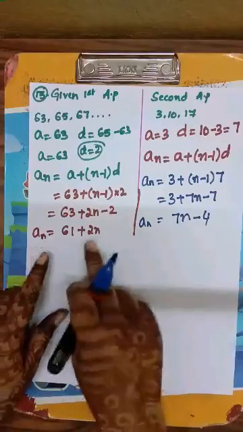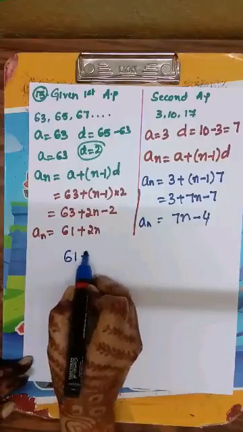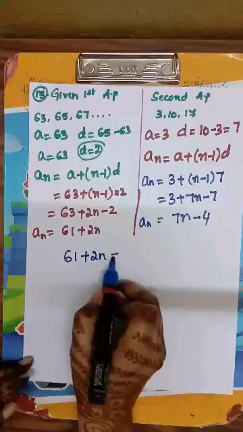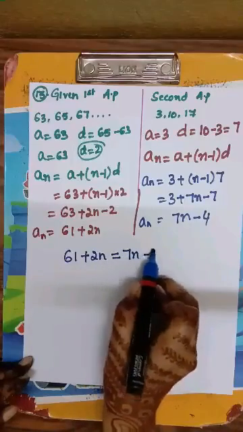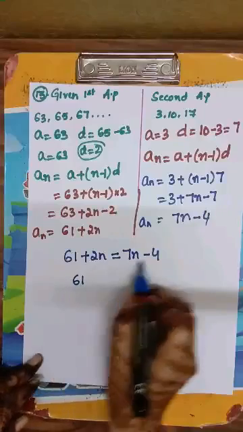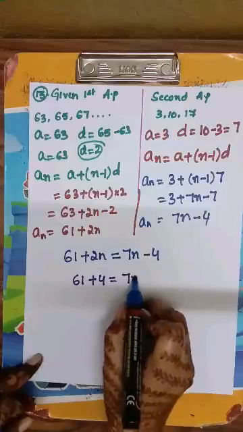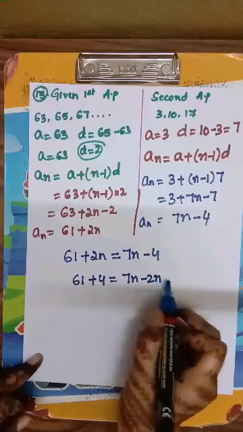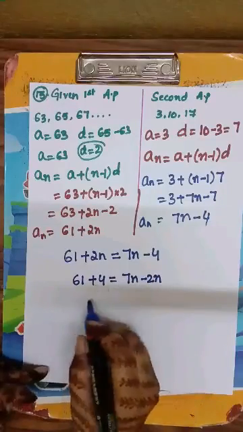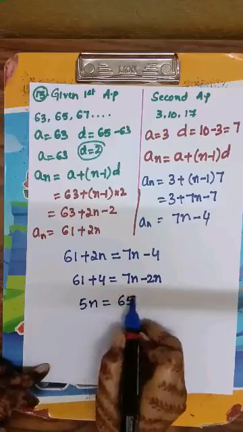Now what does it say? The nth terms are equal. This is given. So 61 plus 2n is equal to 7n minus 4. Collect the n terms to one side. 61 plus 4 is equal to 7n minus 2n. 7n minus 2n is how much? 5n is equal to 65.